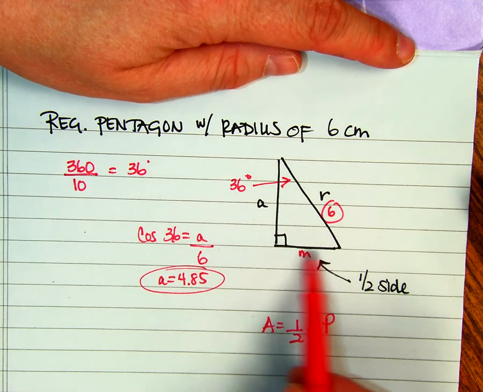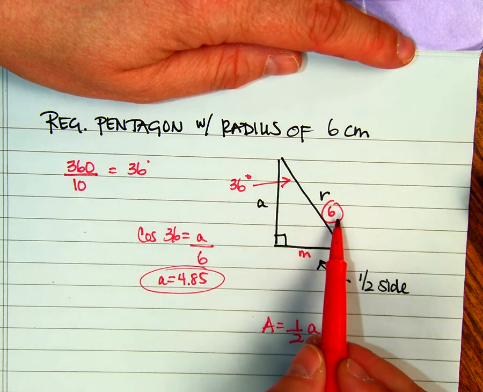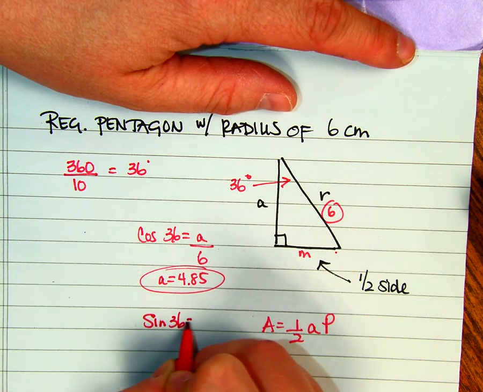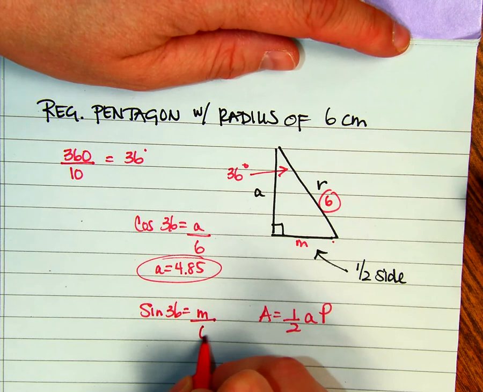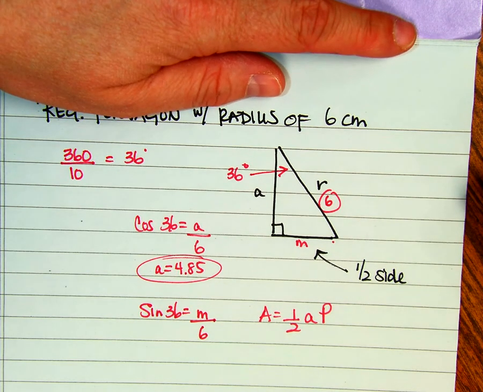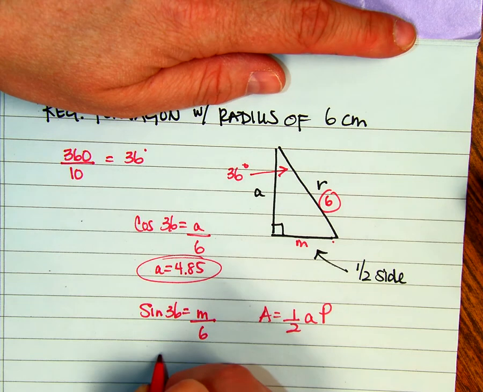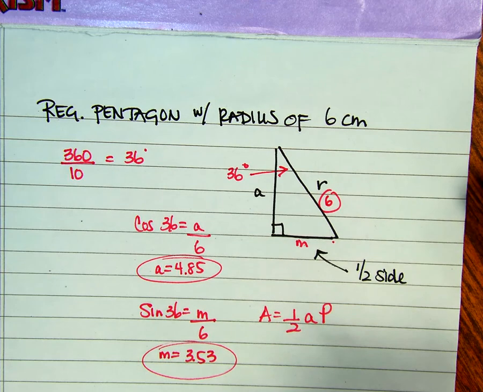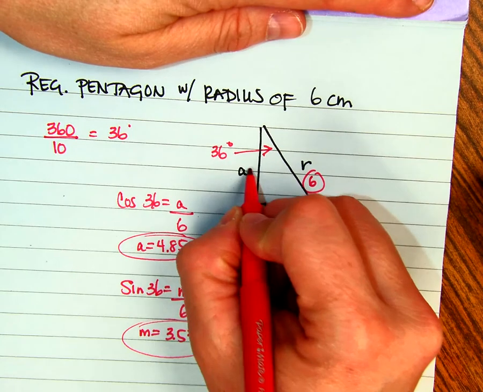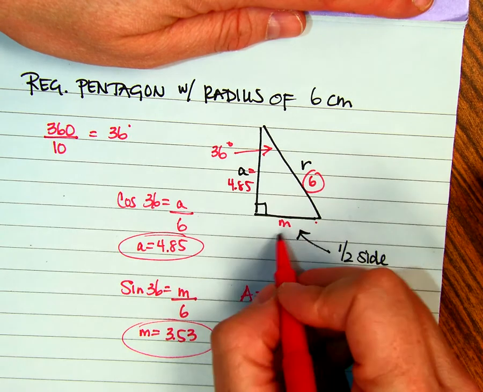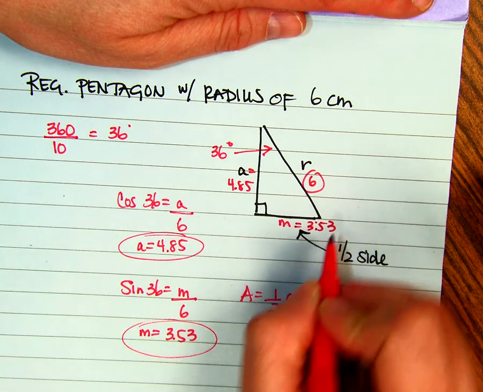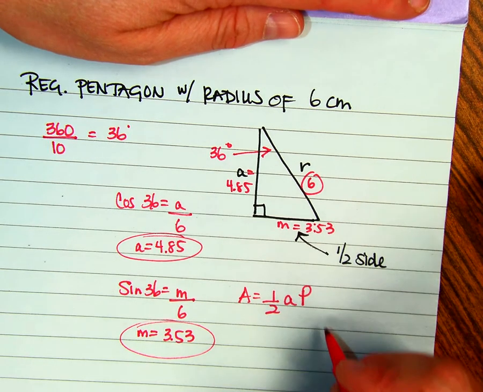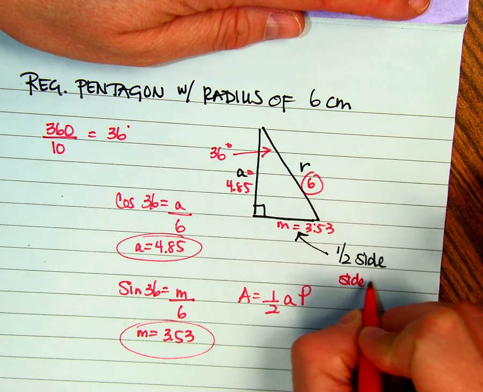And then to find my half of side, I'm going to use my 6. So I'm going to use my sine. So the sine of 36 equals my half a side over my hypotenuse. So 6 sine of 36. So I get my m to be about 3.53. So I know that my apothem is 4.85. My m is approximately 3.53. I need to take that times 2 to get my entire side. So my side is 7.05.